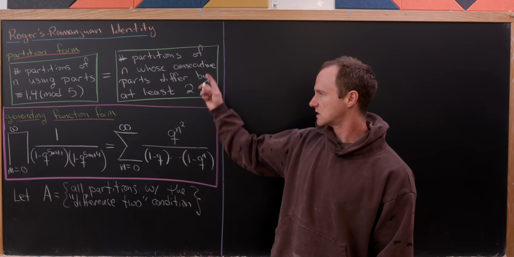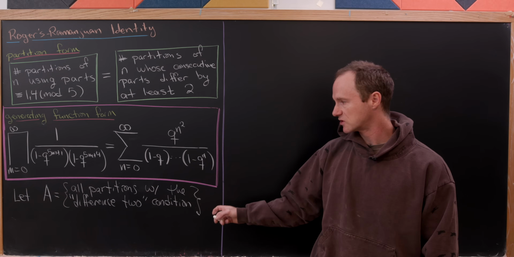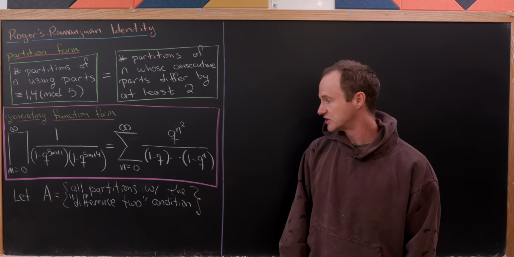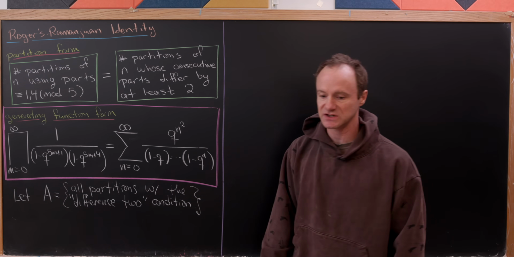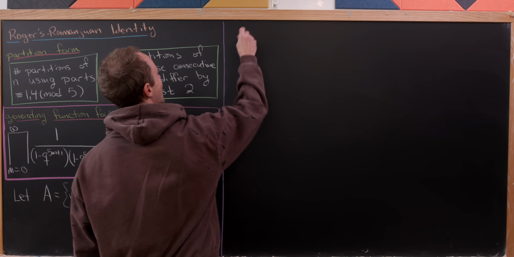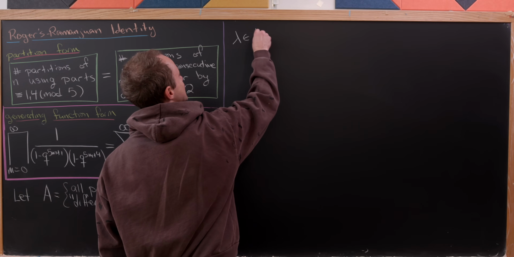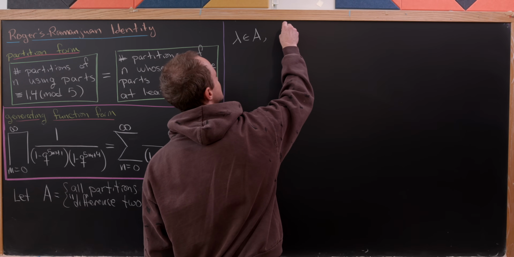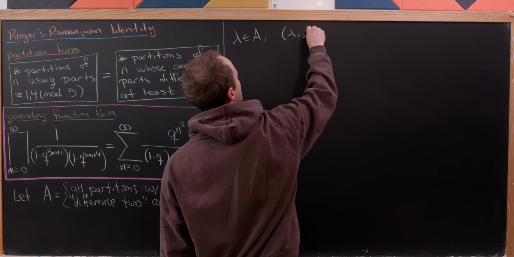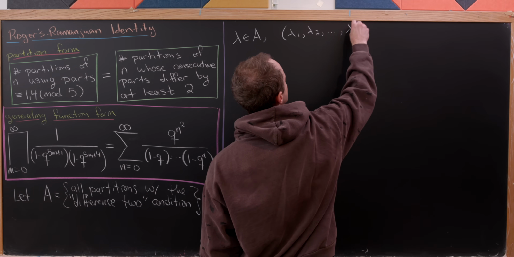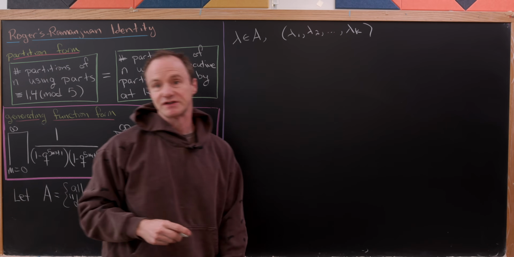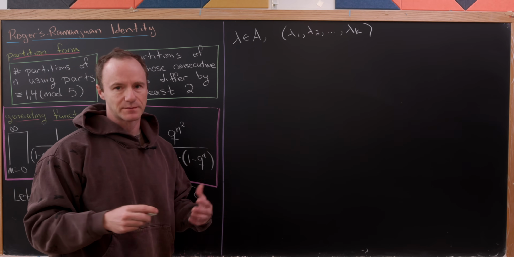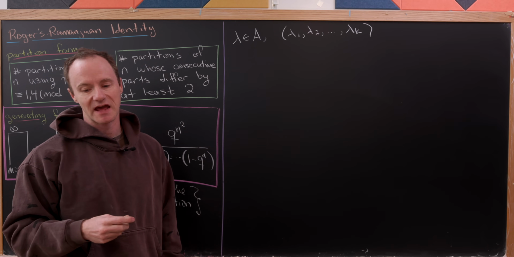Okay, so let's look at this difference 2 condition generating function. And here I'm going to introduce some notation. Let's let A be all partitions satisfying this difference 2 condition. And now I'd like to observe that if lambda is in A, then we can think of the partition like maybe lambda 1, lambda 2, all the way up to lambda k. So it's got to have a certain number of parts. We might as well say it has k parts. We're not going to worry about what it's a partition of. It's just a partition with k parts.